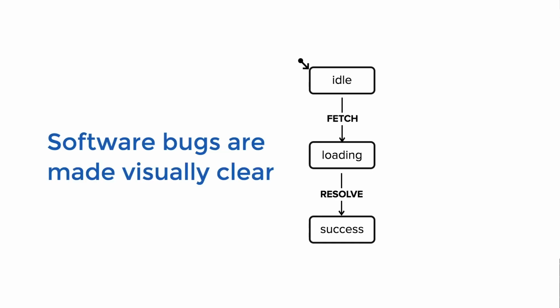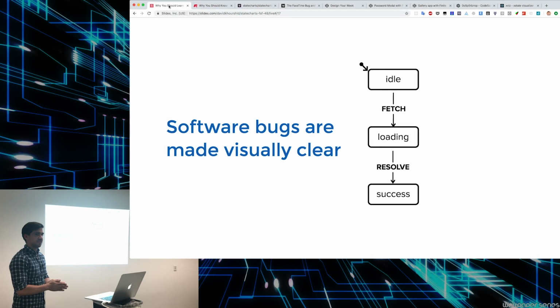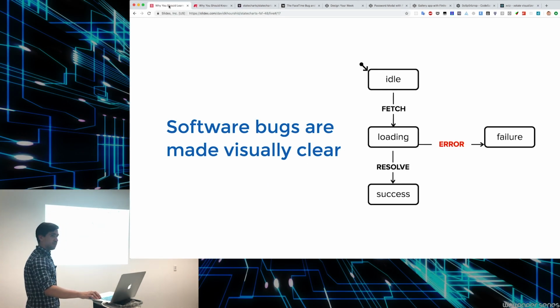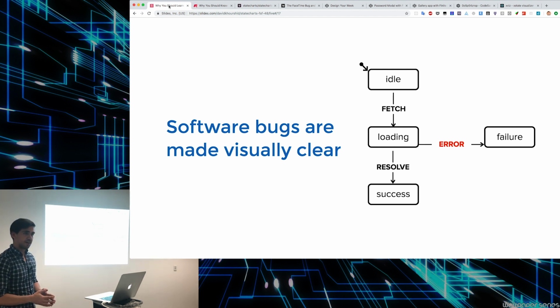So for example, does anyone see something wrong with this? What's wrong? Yeah, no error handling, right? So we're able to visually see that that part's missing. And so now we add error handling, and this is something that a lot of applications do wrong. What's another issue with this right now? Exactly, right? So we're stuck in this failure state if an error happens.